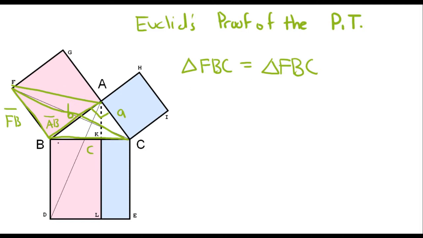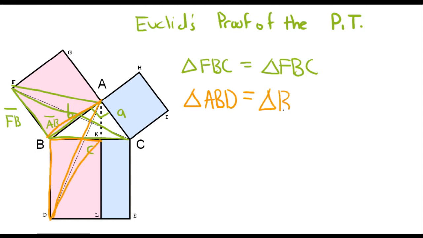Well, there's another part of this. It also says that triangle ABD, this triangle right here, is equal to triangle BDK. Alright? At this point, these look pretty useless, but this is where it gets really interesting.